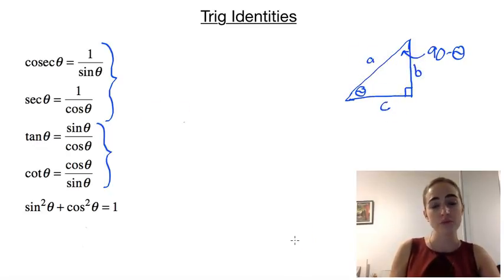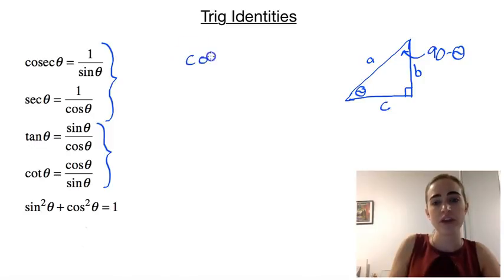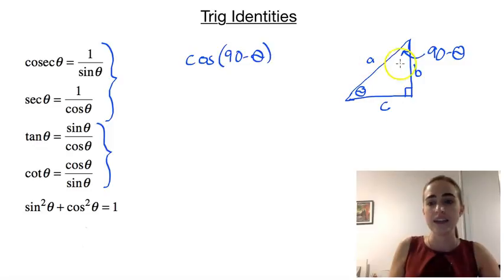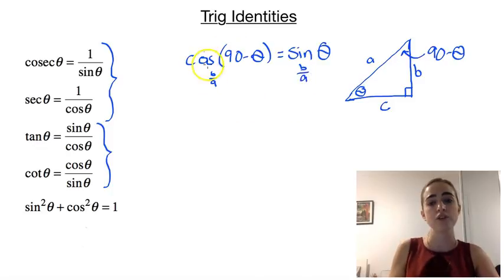We're going to have a look at the complementary ratios. So if we have cos of 90 minus theta, in here, that would give us, so we're going from this angle, cos is adjacent over hypotenuse, so that's B over A. I'm just going to write that underneath. That's what we're aiming for. Now that's going to be equal to sine theta, because sine from this angle is opposite over hypotenuse, which is B over A as well. So cos of 90 minus theta is equal to sine theta.